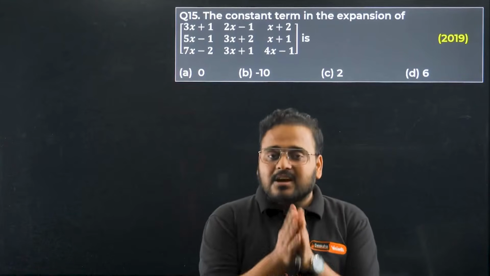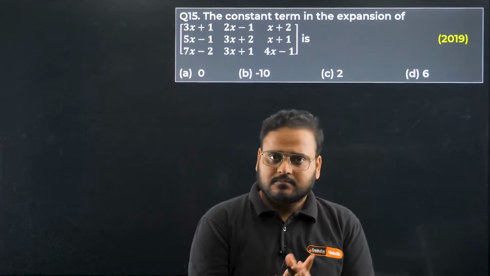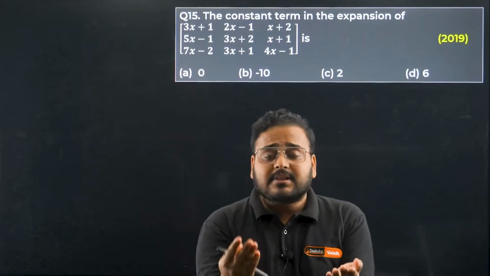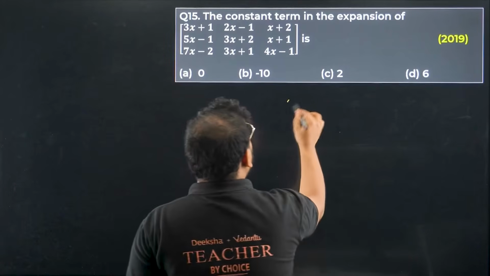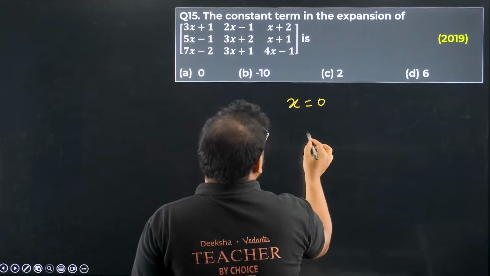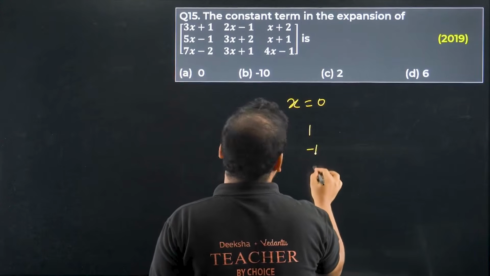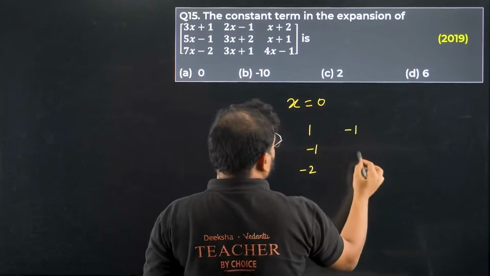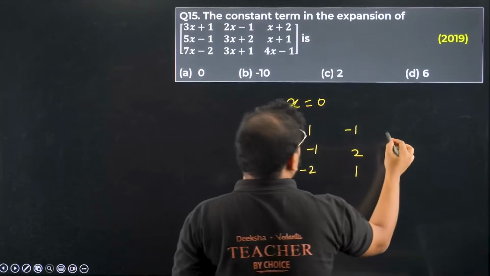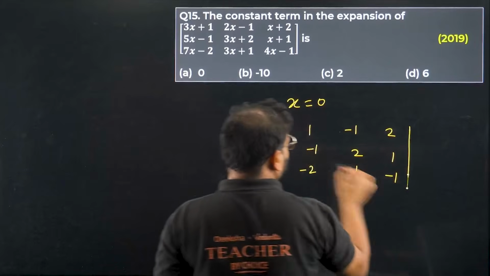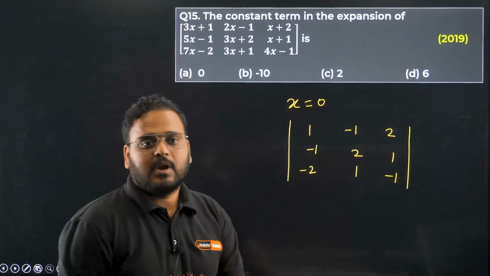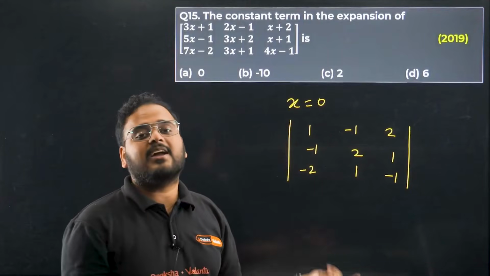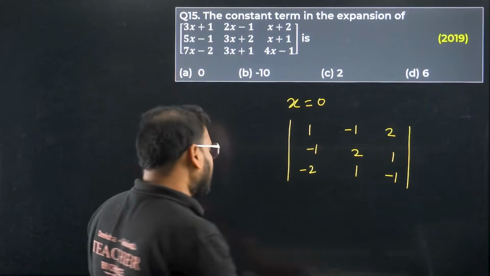Does the constant term have any variable in it? No. That's why the name is constant term. How can you get rid of the variable then? Simply put x value as 0 and see the magic. First will become 1, minus 2 actually, and it will become minus 1, 2 and 1, 2, 1 and minus 1. That's it. Put x as 0, variables are gone, simply find now your determinant to get the constant term.